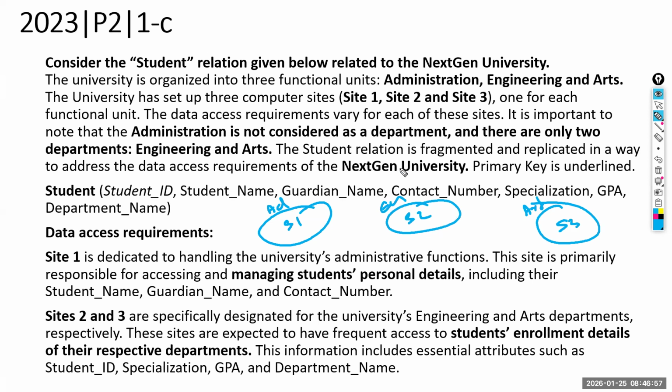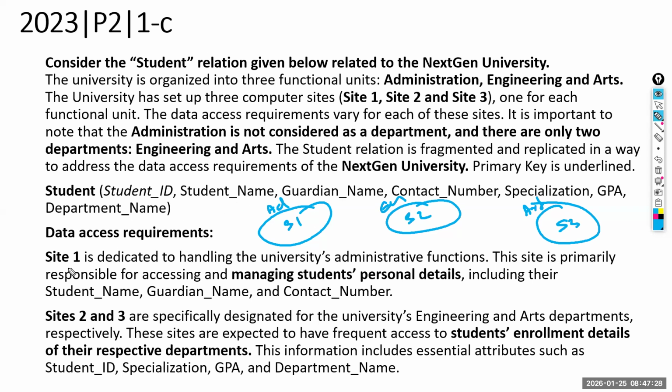The student relation is fragmented and replicated in a way to address the data access requirement of the next-gen university. The primary key is underlined. So this is the student relation: student ID, student name, guardian name, contact number, specialization, GPA, department name. Data access requirement. So remember, administration is not a department. Maybe they don't need all the details of the student.